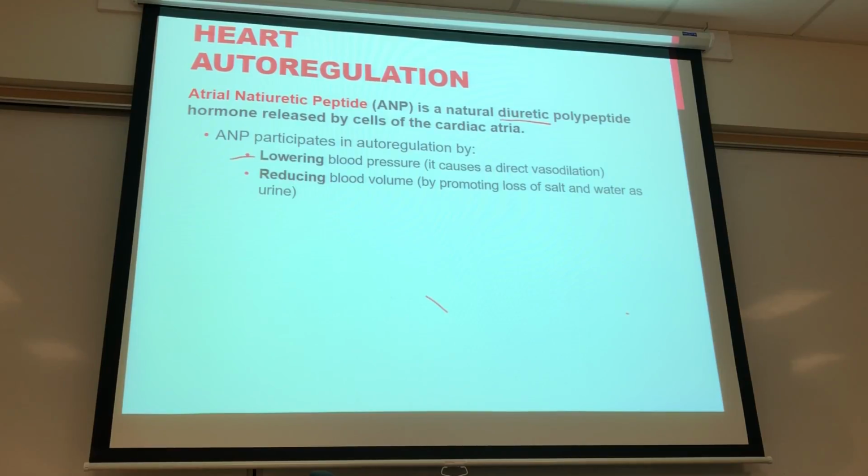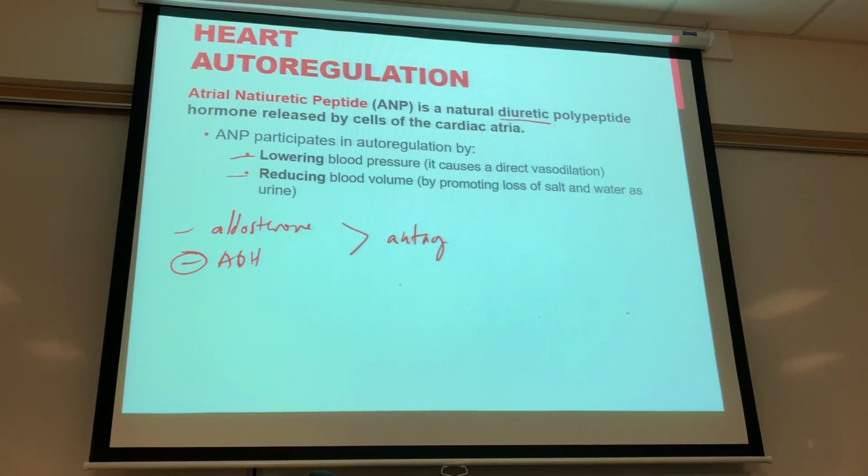So number 1, lower blood pressure. Number 2, reduce blood volume. And how does that work? Well, it's the exact opposite of the other hormones that we've talked about, aldosterone, ADH, and then aldosterone and ADH. These are the antagonist relationships.